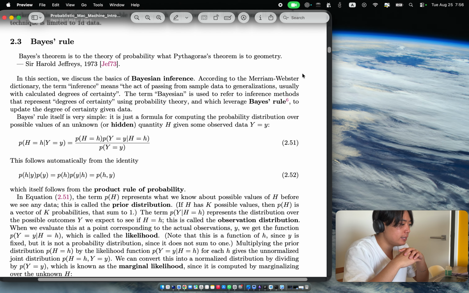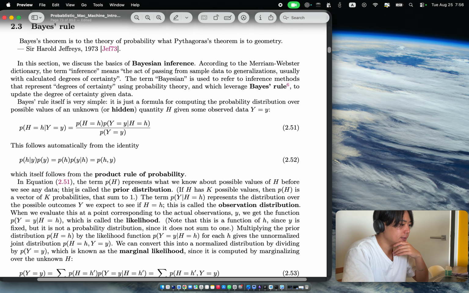So the probability of H conditioned by Y equals the probability of H times the probability of Y conditioned by H, divided by the probability of Y. So the probability of H conditioned by Y times the probability of Y equals the probability of H times the probability of Y conditioned by H, which equals the probability of H and Y jointly. That is again the product rule that we saw already.